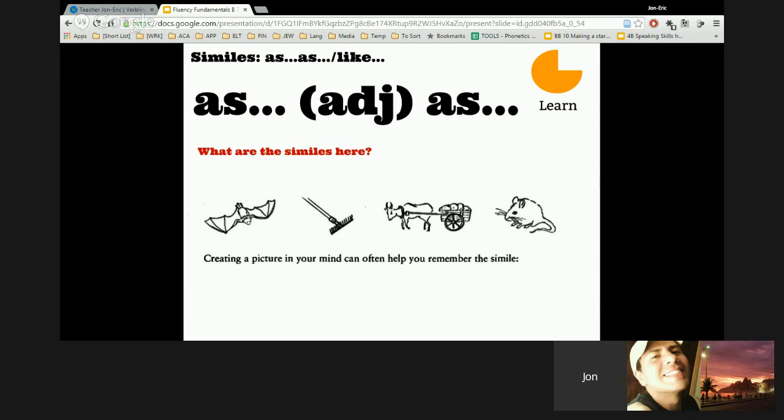Uh-oh. Bats are, maybe, as fast as mice. No. Fast as mice? Wait a second. No. Mice, that's something else.